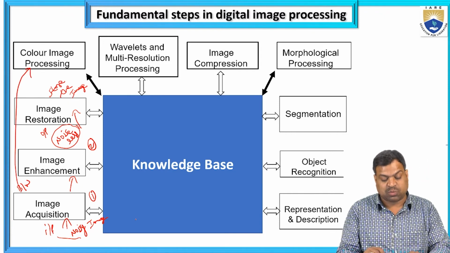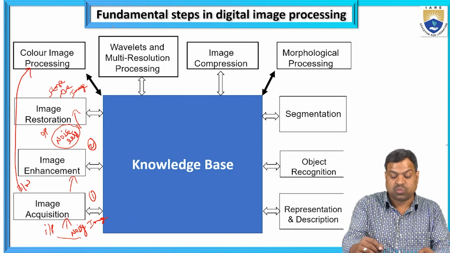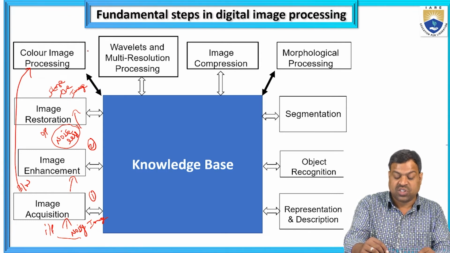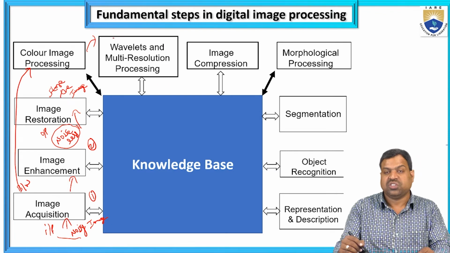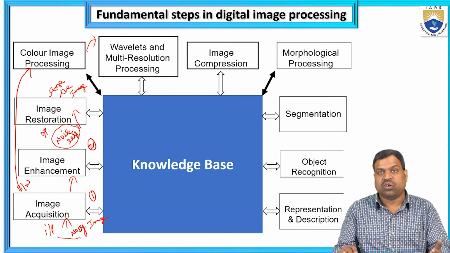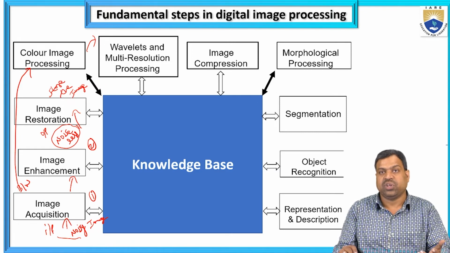So my requirement is that a black and white image is converted to a color image. Is it possible? Yes, color image processing is possible. Next, wavelets and multi resolution processing. I want to increase the resolution, increasing the pixels. Is it possible? Yes. From the original image, I want to increase the resolution or the pixels. Yes, possible.